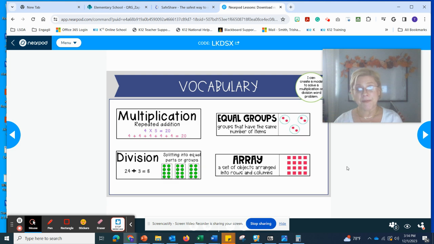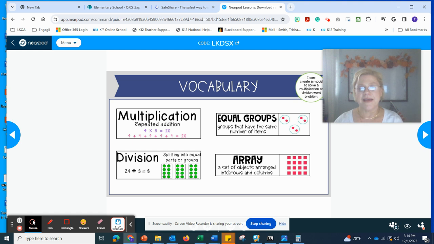We have some vocabulary words we need to go over first. First, multiplication. What is that? It's simply repeated addition. We also have equal groups. Equal groups are groups that have the same number in each group. I know, you're like, Miss Smith, duh, but sometimes even Miss Smith needs to have things broken down for her.